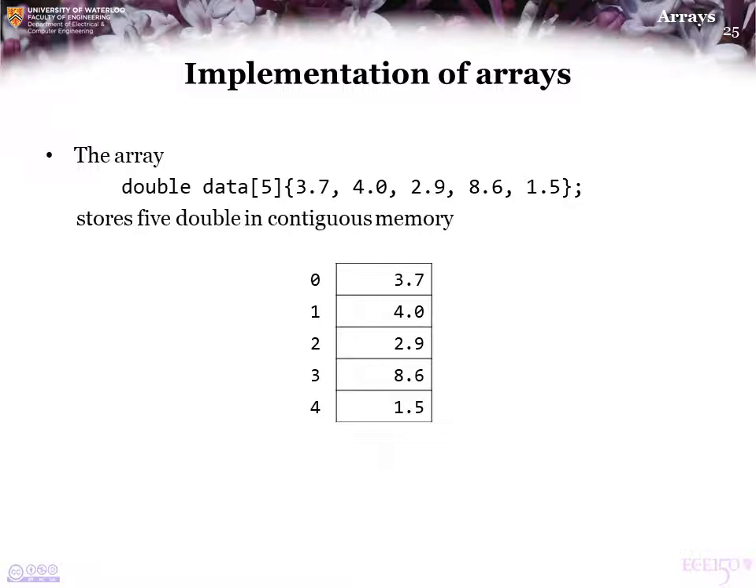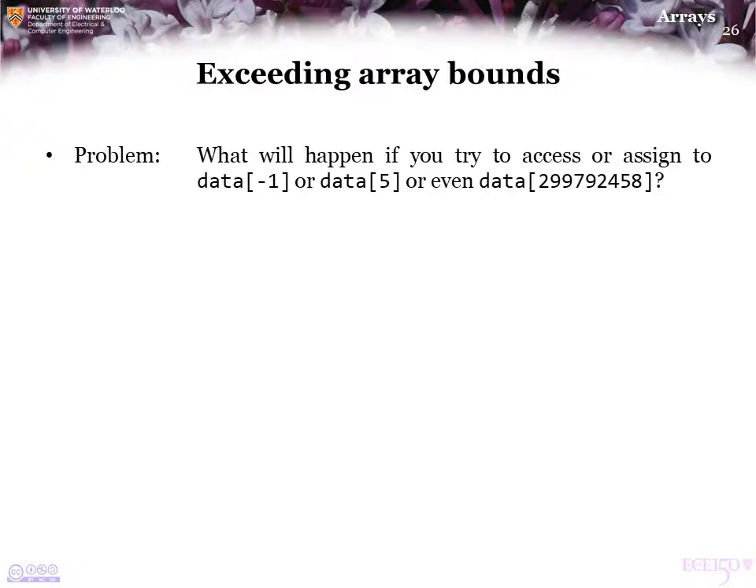This may get you thinking. So, what happens if you try to access an entry of the array that isn't actually in the array? Because remember, data was declared to be an array of 5 doubles, and their index goes from 0 to 4. So what happens if you try to access or assign data -1 or data 5 or data some other number?